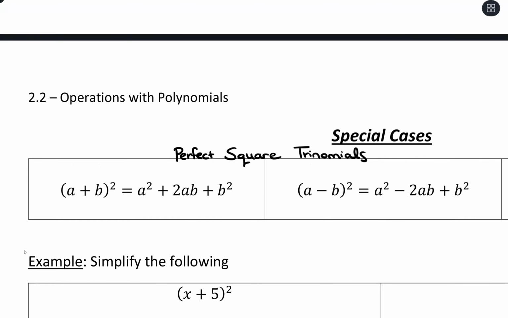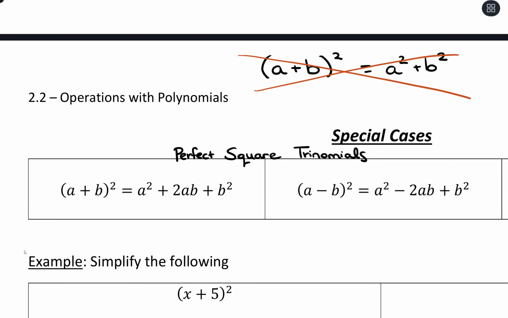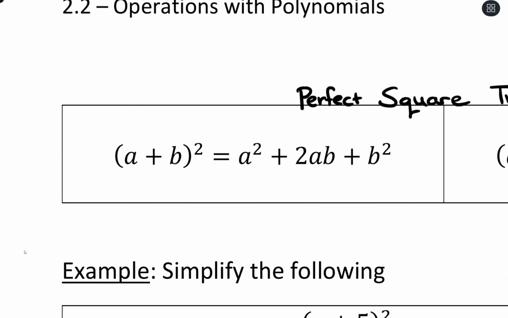Now, a very, very common mistake is for students to take a plus b squared and say that that is equal to a squared plus b squared. That is not true. Don't do that. Please don't do that. Instead, what will be helpful is if you have a plus b squared is to always expand it so that you're seeing it as a plus b times a plus b.